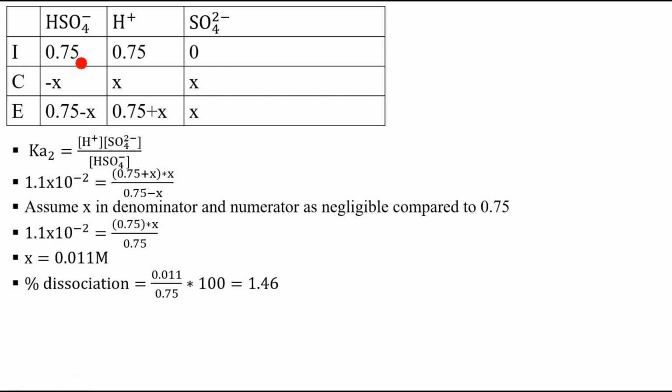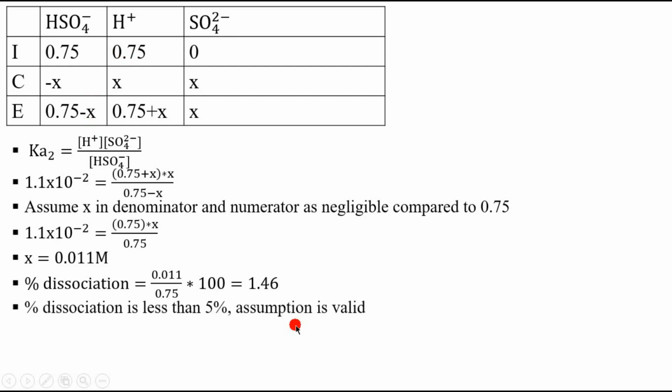Then we have 1.46% dissociation. The percent dissociation is the amount dissociated divided by the initial amount of HSO4 minus, which is the same as the H plus. So here we have 1.46, and you can see it is less than 5%. In this case, the assumption is valid.